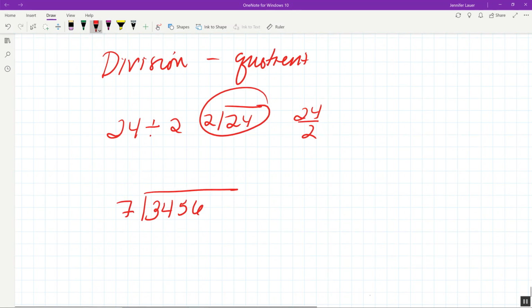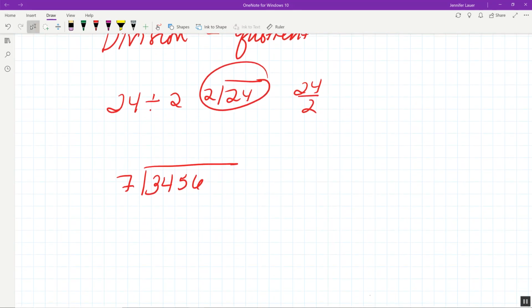So I'm going to ask myself how many 7s are in 34. So let's count by 7s using our fingers. 7, 14, 21, 28. The next one's 35. It goes over 34, so I'm going to go with a 4 here. Then you're going to multiply 4 times 7, and I'm going to put it right underneath, and I'm going to subtract. The best way to learn long division is to do it over and over and over again because it's a pattern you have to memorize.